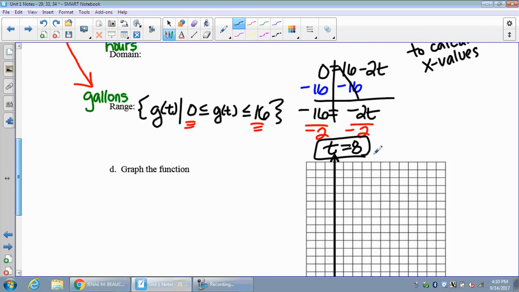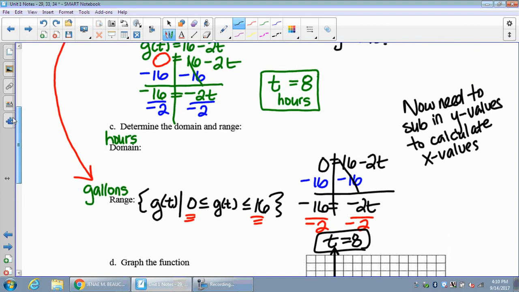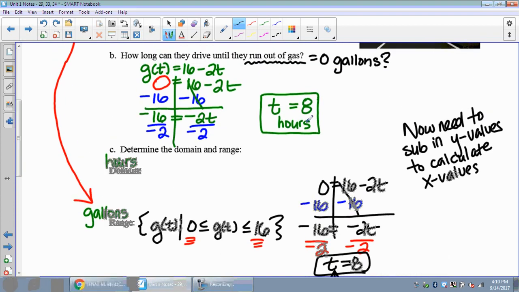Now I held back from saying that we plugged in our smallest Y to find smallest X, because in this situation, it's actually not the case. Because if you think about it, you can drive up to 8 hours. So this actually finds us the larger value. You can drive up to that much time. When we do our graph, it's going to make more sense.